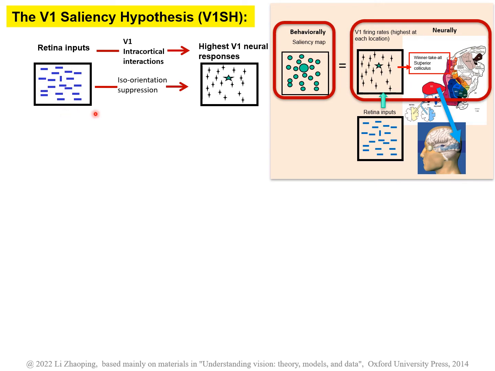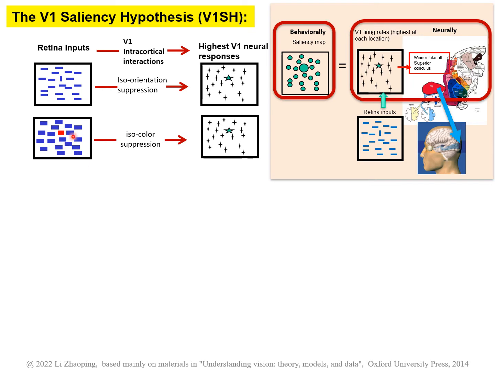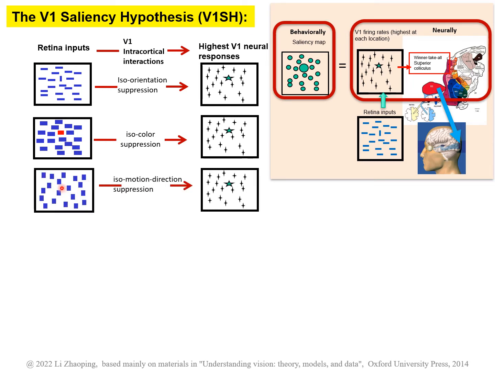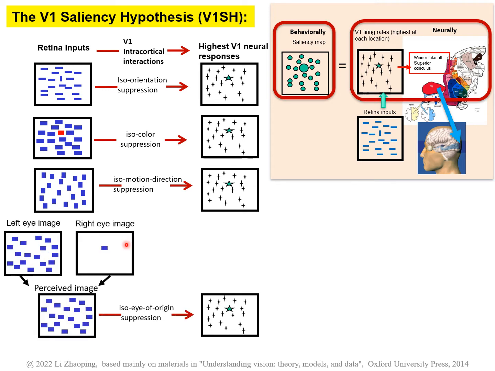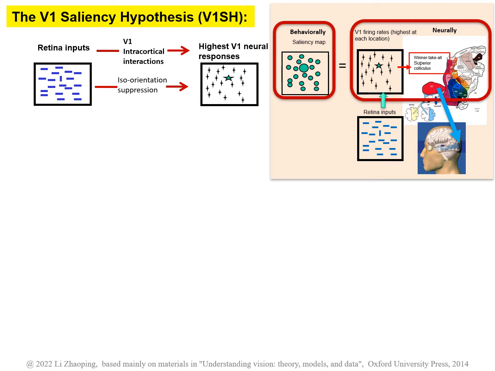In this example, the unique feature is in orientation. The saliency effect is so strong that this feature singleton is said to pop out to attract attention. And this is a pop out by unique color, or by unique motion or motion direction, or by a unique eye of origin of visual inputs.